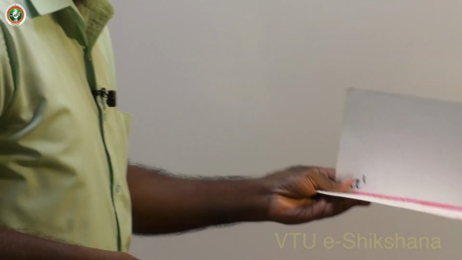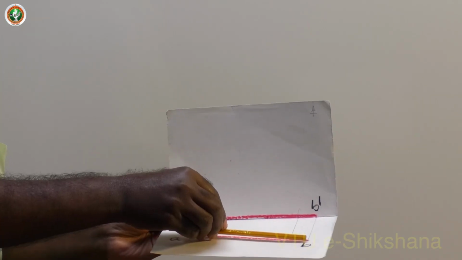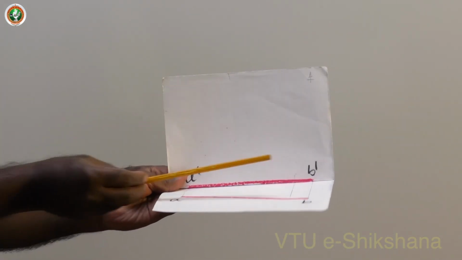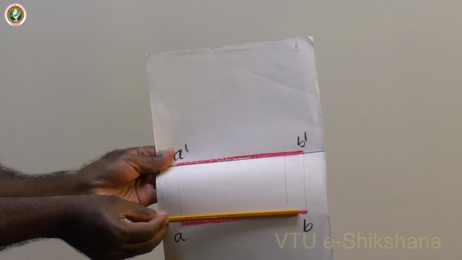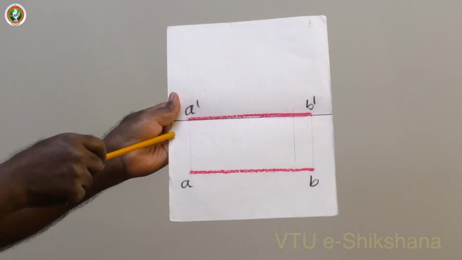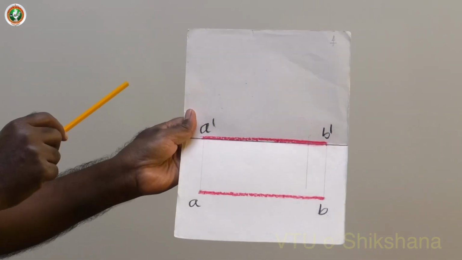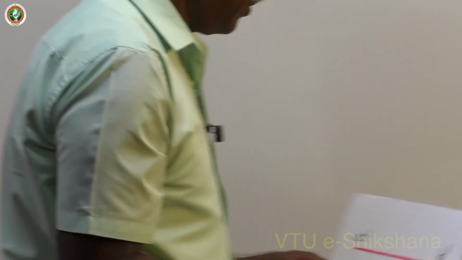Now let me take this again and tell you, this is the line on HP in front of VP. This is the top view and this one is the front view. So now I can say the line is on HP and parallel to VP by some distance. Next, I will take up the reverse of this situation.